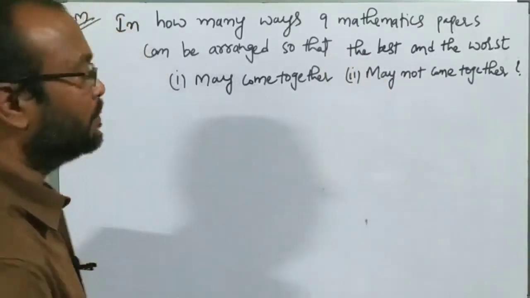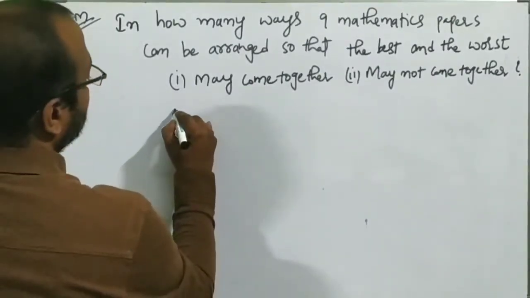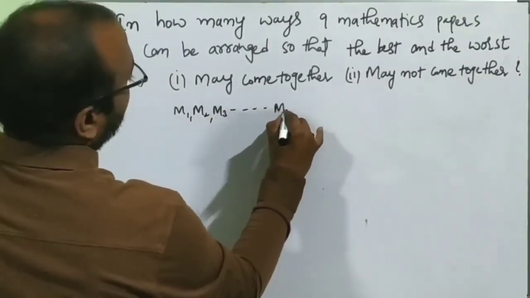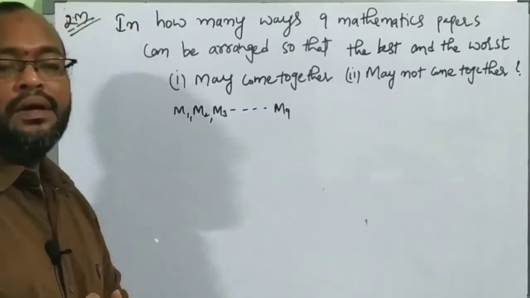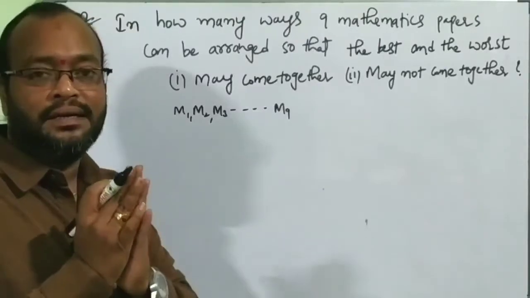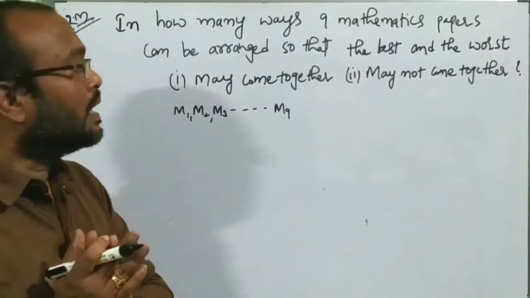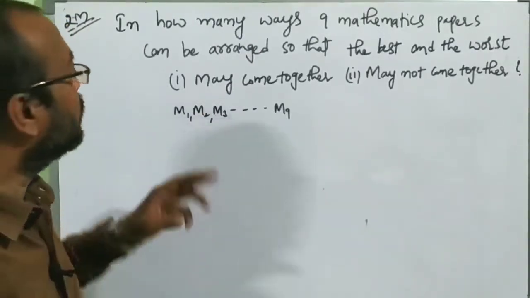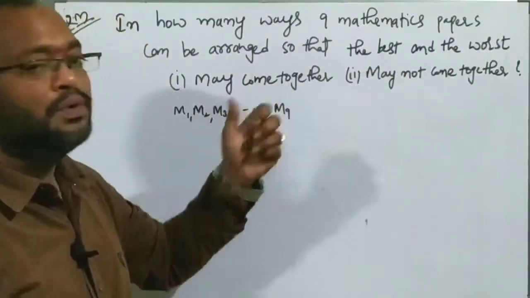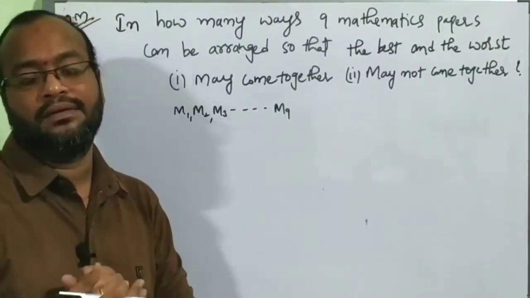Listen carefully. How many papers are there? Total 9 mathematics papers are there. Just take M1, M2, M3, and so on up to M9. They are going to conduct this exam. In these 9 papers, they want to give 2 papers together: the best and the worst may come together. In these 9 papers, one best paper and one worst paper is there, according to them.